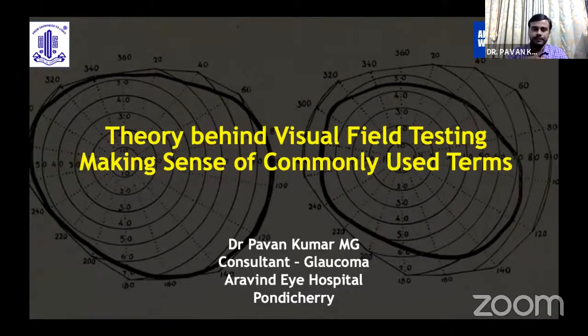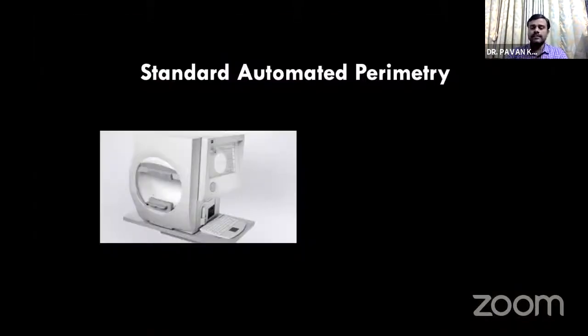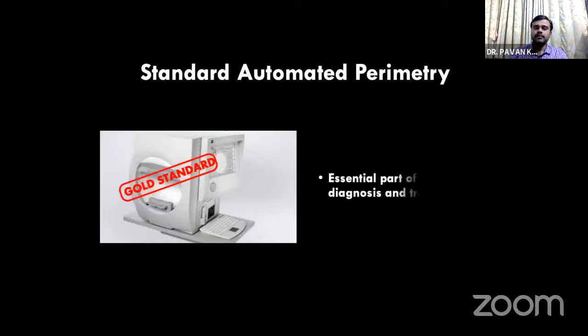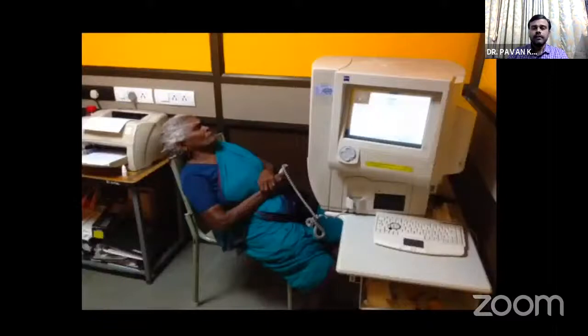So my topic for today is to discuss the theory behind visual field testing and making sense of commonly used terms. We all know standard automated perimetry has become the gold standard and is an essential part of glaucoma diagnosis and treatment. But how easy is it for anybody, the patient or the doctor, to understand this visual field testing, and for the patient to perform this test? This is the most common scene we see in our tertiary center.